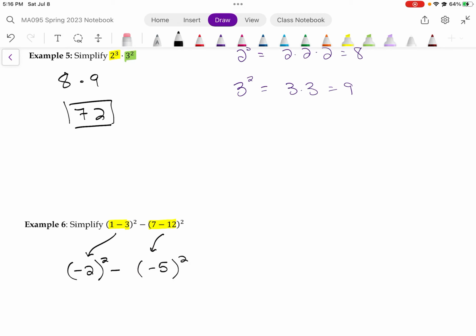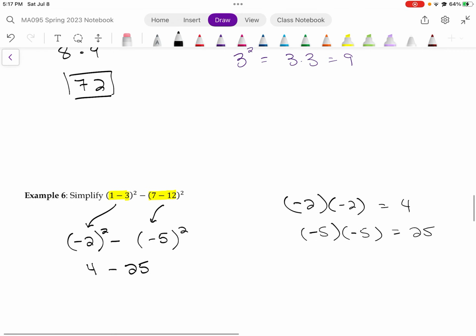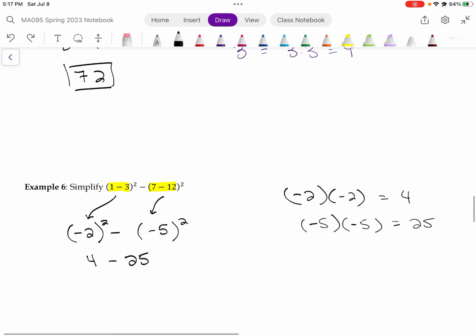All right, so negative 2 times negative 2 is 4. Okay, so we've got 4 minus negative 5 times negative 5 is 25. 4 minus 25. Okay, so these two negatives do not cancel out. You've got to do order of operation and deal with an exponent before you deal with a subtraction. So 4 minus 25 is negative 21, I believe.